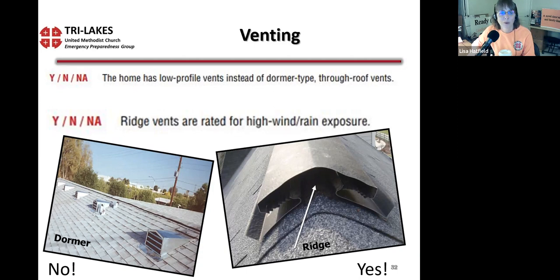So does the home have low profile vents instead of dormer through roof vents? Why is this important? Well, it's less of an opportunity for those embers to get in. And then it says, yes or no, ridge vents are rated for high wind and rain exposure. Well, why would that be important? Again, it's less opportunity for them to be ripped off by the wind and leave gaps in the roof, which would leave it open to the embers or the elements.